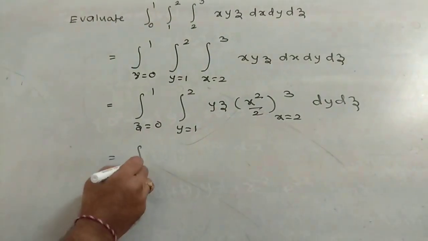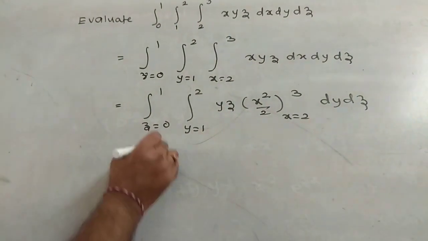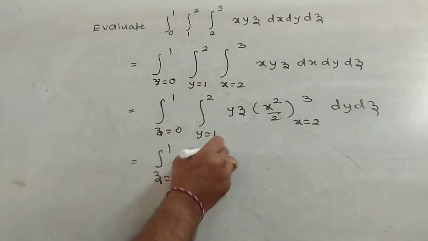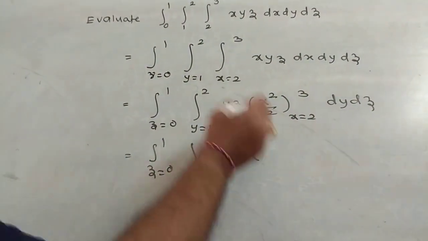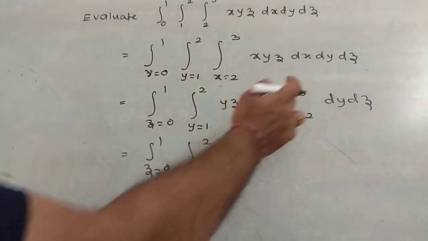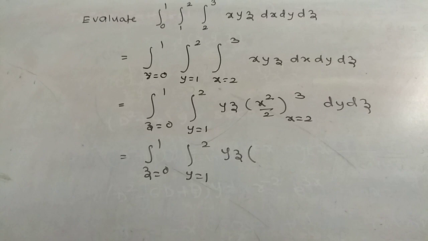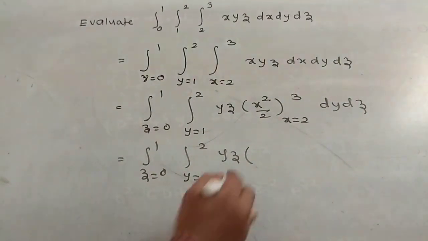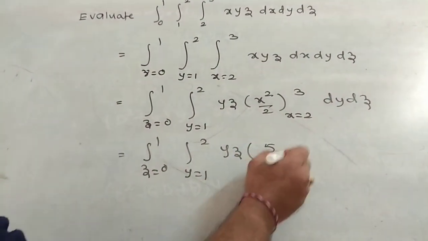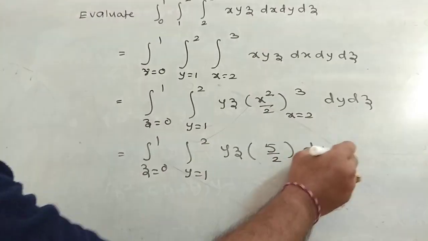Right? First you do the simplification. The z limits are 0 to 1 and here the y limits are 1 to 2. yz you are keeping as it is. What about the upper limit? It is 9 by 2 and 4 by 2. So 9 by 2 minus 4 by 2 directly gives you 5 by 2. It is of dy, dz.